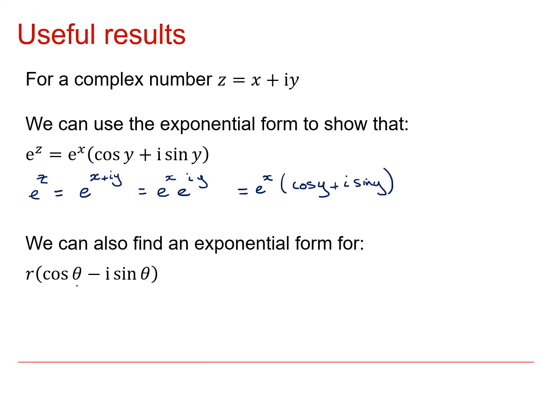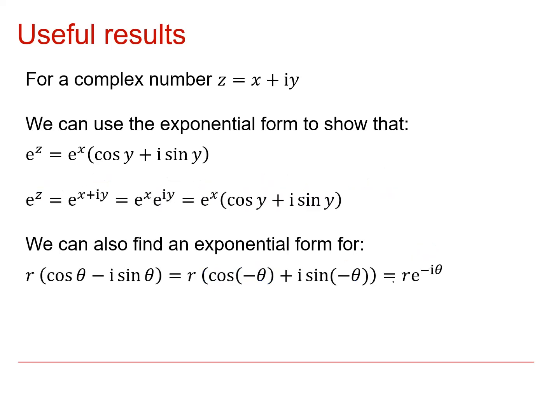We can also find an exponential form for this thing here. If we rewrite in terms of minus theta, so if I rewrite that as cos of minus theta plus i sine of minus theta, remember cos is even, so cos theta is the same as cos of minus theta. And sine is an odd function, so sine of minus theta is minus sine theta. Then quickly we can see that this is e to the minus i theta. That's just written out a bit more neatly for you, but it's exactly what I had on the previous slide.